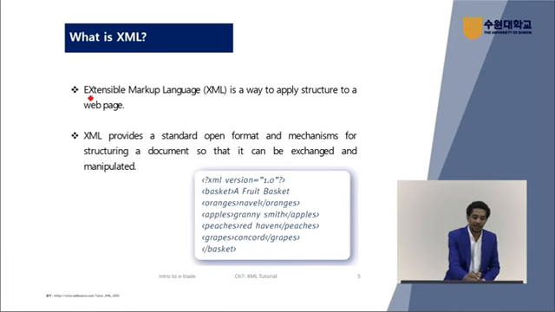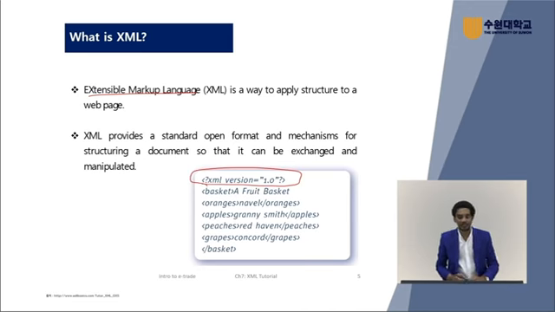So XML is extensible markup language, which is a way to apply structure to a web page. So XML provides a standard open format and mechanism for structuring a document so that it can be exchanged and manipulated. So this is an example how an XML code looks like, right? So when we start writing XML code, we always start with a declaration. So this is a declaration that this code is an XML code, right?